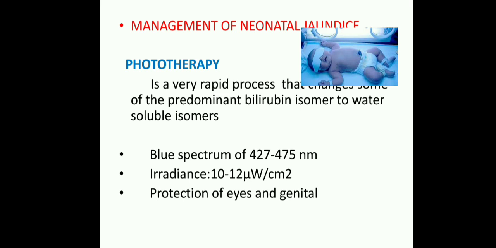And coming to the management of neonatal jaundice, that is phototherapy. The main management of neonatal jaundice is phototherapy. It is a very rapid process that deals with the treatment of predominant bilirubin isomerized to water soluble isomers. Here the predominant bilirubin is converted into water soluble isomers.